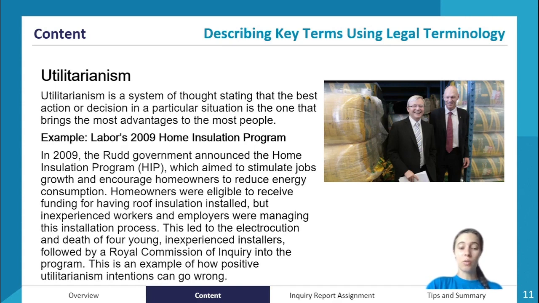And so it had good intentions where it was supposed to be stimulating jobs and helping with that sustainability aspect with energy consumption. And sometimes it's pretty hard to get both of those things. So this was bringing lots of advantages to lots of people, but unfortunately it did negatively impact some people.